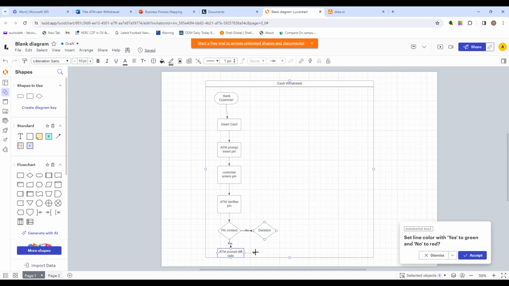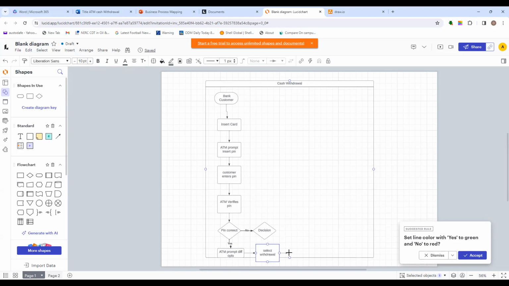What happened next? After prompting different options, the customer will do what here? Select withdrawal. Yes. After selecting withdrawal, what next? Displays various amounts. Are we correct? Yes. All right. Okay. So after select withdrawal, what's the next one?